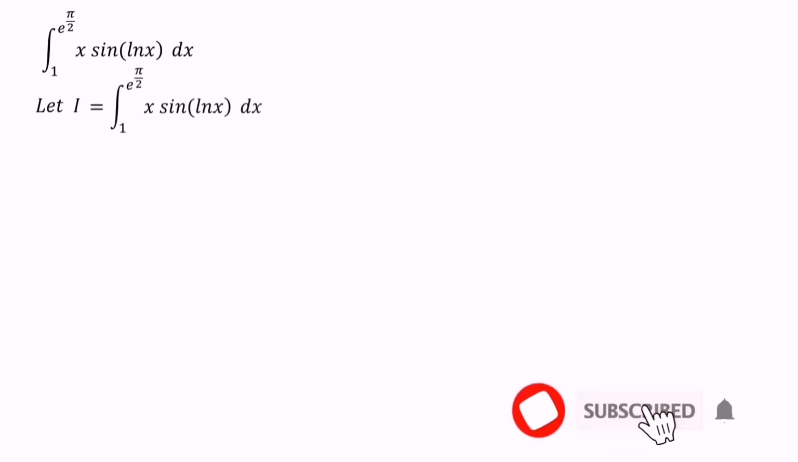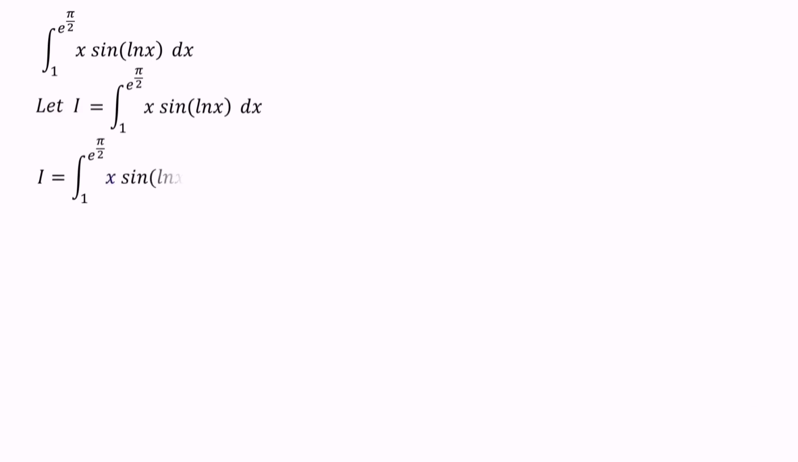Let's call the answer to this problem capital I. If we can figure out capital I, we are done. We know the integral of x, but we don't know the integral of sin(ln x). So, to simplify this integral, we can use the integration by parts method.